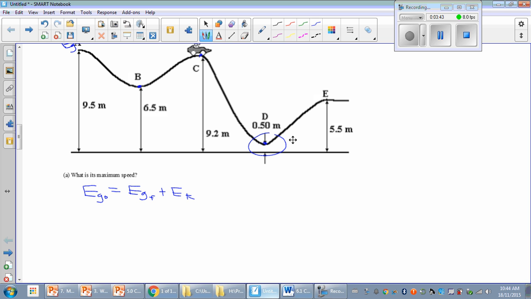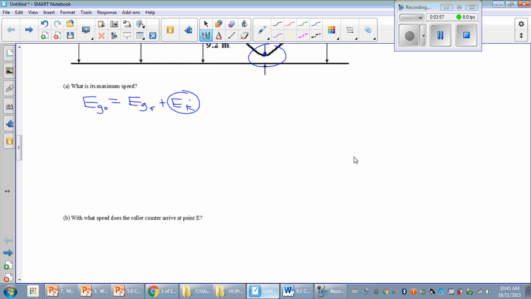I think the speed there ends up being somewhere around, you know what, I can't remember. But you will be solving for the speed in this term right here. It's 1/2 mv squared, solve for V. You have all the other values. That's the setup for part A.